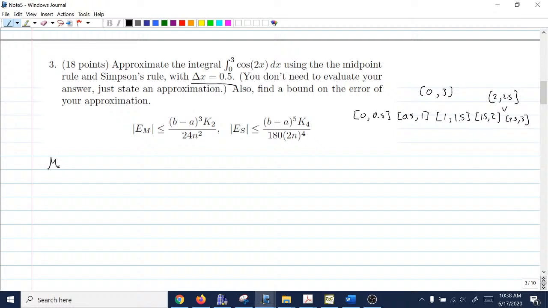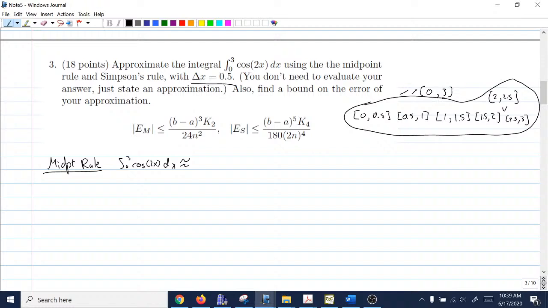Midpoint rule's easy. The midpoint rule says the integral 0 to 3 cosine 2x is about, I need to take the midpoint of each of these 6 intervals. That one should be in between those two. And plug them all into this function. So cosine of 2 times the midpoint of this, which is 1/4.